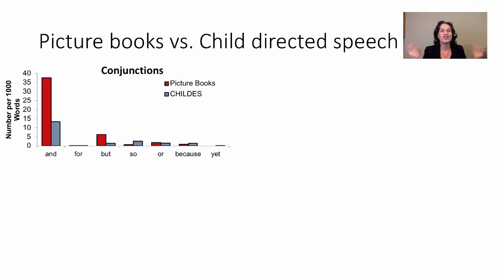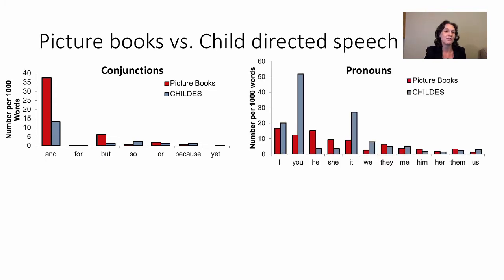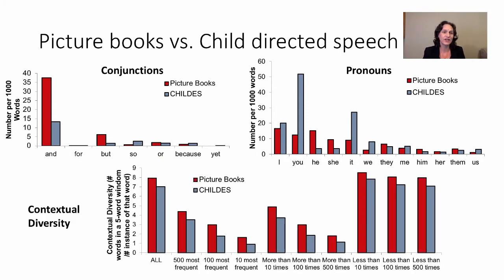So, conjunctions you can take a look at. Words like and and but are much more common in picture books than child-directed speech. We can look at the distribution of pronouns. You can see that speech contains a lot of you and it, which probably makes sense, whereas he and she are far more common in picture books, as well as contextual diversity.